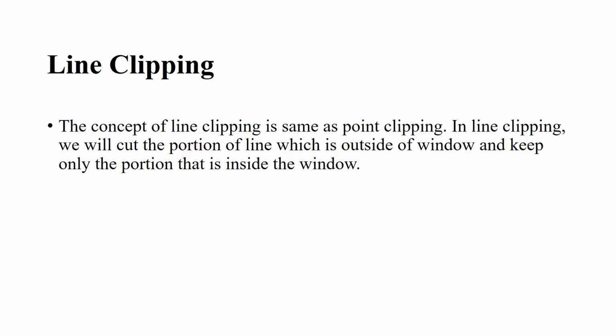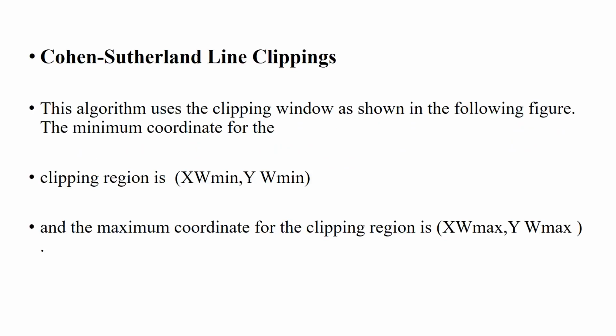After that, we have the concept of line clipping. The concept of line clipping is the same as point clipping, but in line clipping we cut the portion of a line which is outside the window and keep the portions of the line which are inside the window. As we know, at least two points are needed for a line. So for this, I need to explain the Cohen-Sutherland line clipping algorithm.